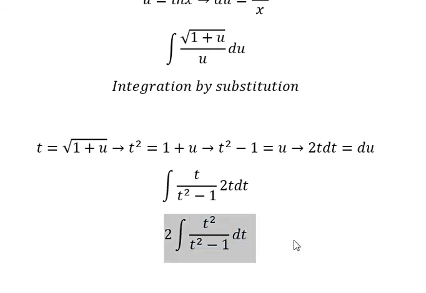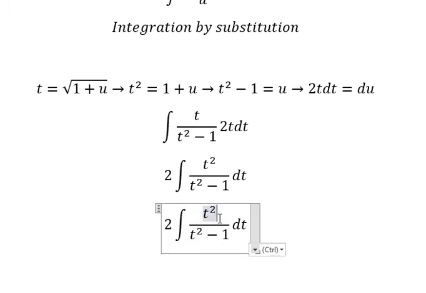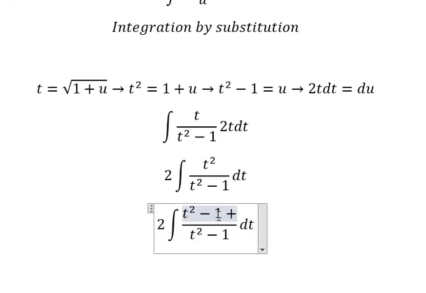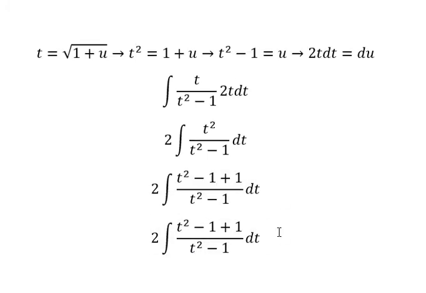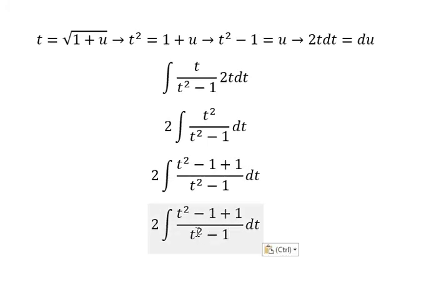Next, I will add negative number 1. Later we need to add positive number 1 because I want to create the factor divided by this one in here. t squared minus 1 divided by t squared minus 1. You get number 1.